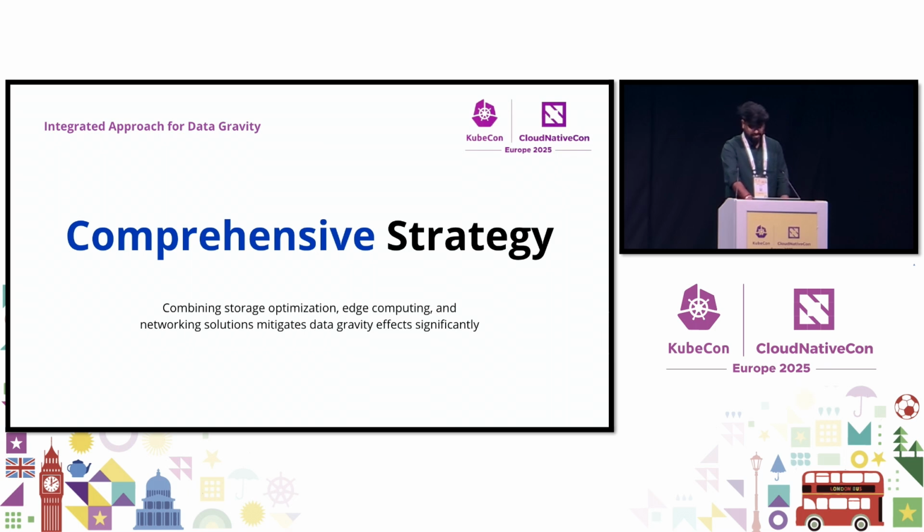A comprehensive strategy optimizes edge computing and network solutions, improving data gravity efficiency and scalability. It combines storage optimization, enhanced computing, and advanced networking solutions to mitigate the effects of data gravity, leading to enhanced performance and scalability in the Kubernetes environment.